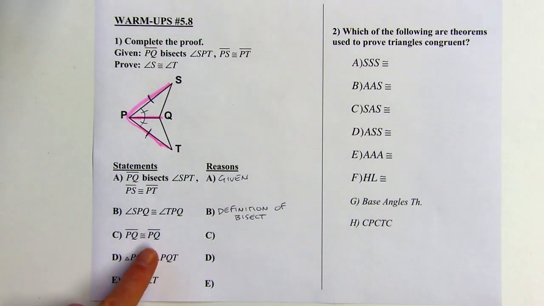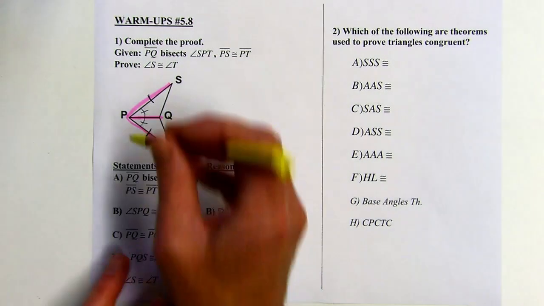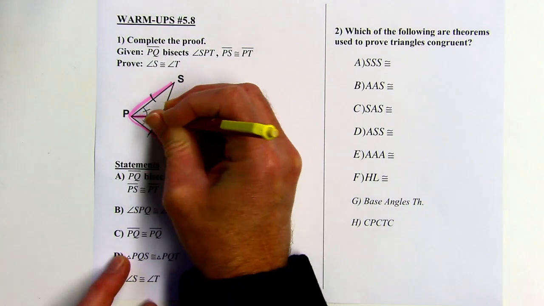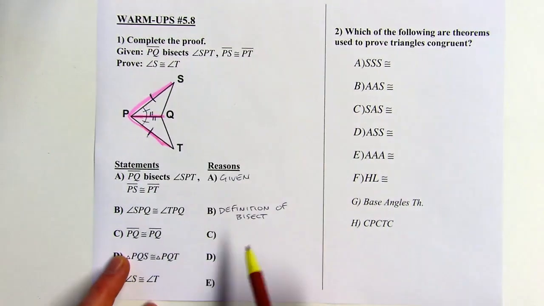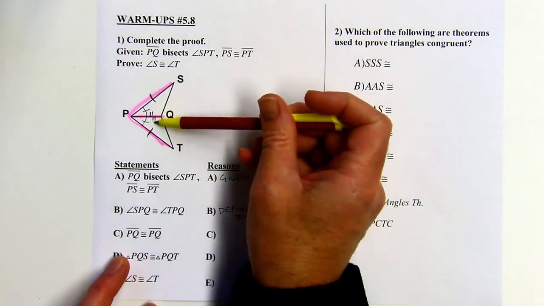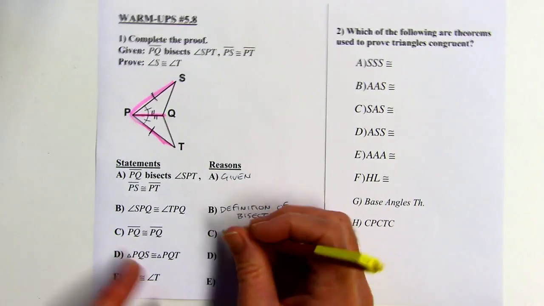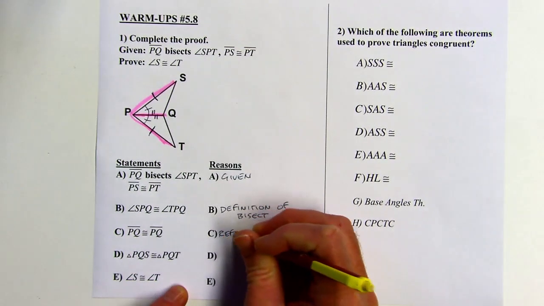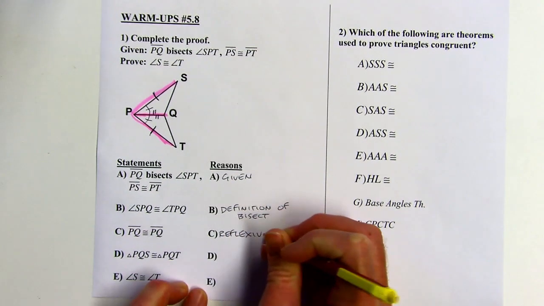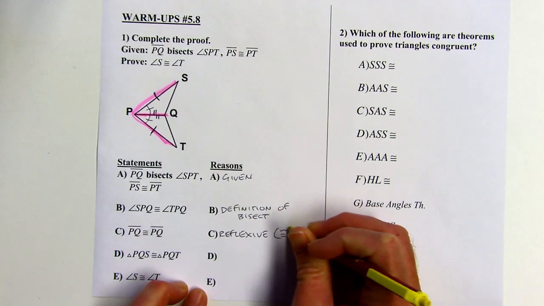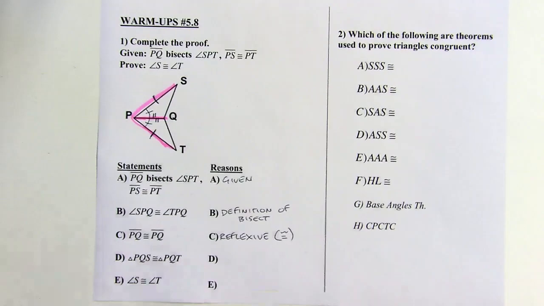Okay, so next up it says PQ is congruent to itself. Well, anything is congruent to itself by the reflexive property of congruence. So I put those two little ticks there, but this is going to be reflexive property of congruence, and I just like to put a little congruent symbol after that, that represents reflexive property of congruence.